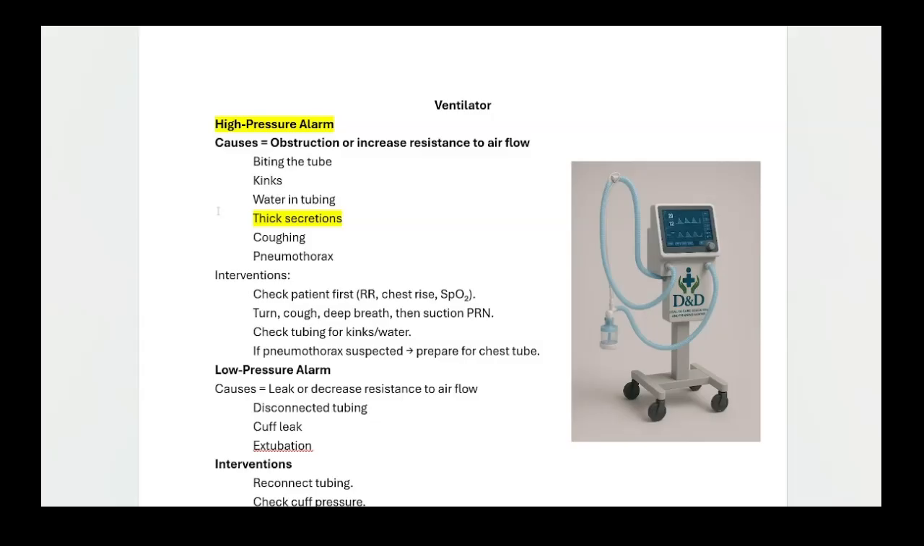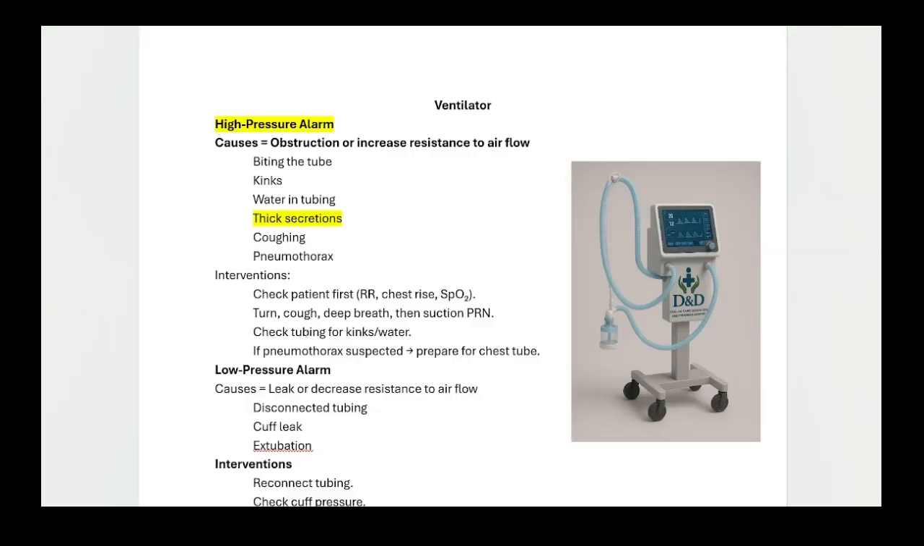Pneumothorax. When air enters into the pleural space, that's what we call pneumothorax. When that happens, think about chest tubes. I'll be talking about chest tubes very soon. So, knowing the cause and then also the interventions will help you answer the questions right when it comes to the angles. Next, let's look at what causes the low pressure alarms.